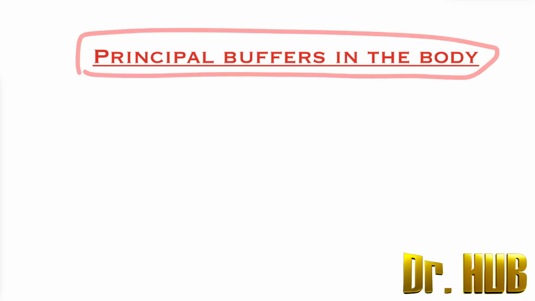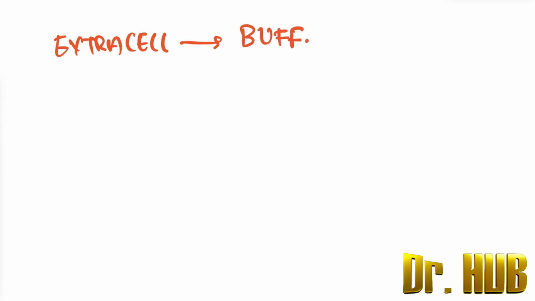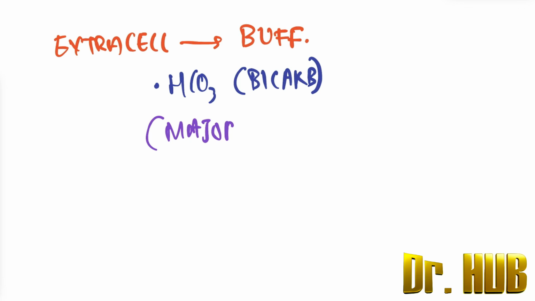Principal buffers in the body. So let's look firstly at the extracellular buffers. The extracellular buffers include HCO3, which is nothing but bicarbonate, and this is the major buffer in the ECF and the body. It is present in the ECF and the body.